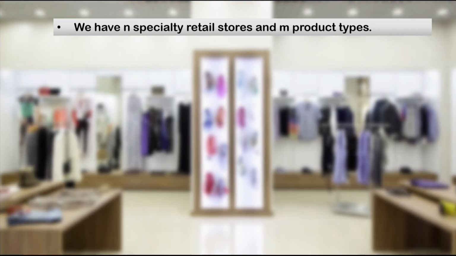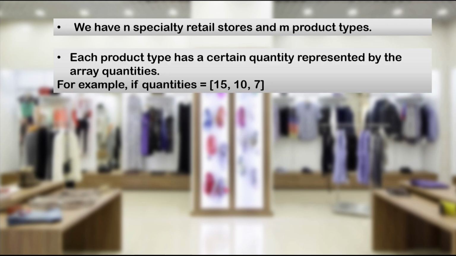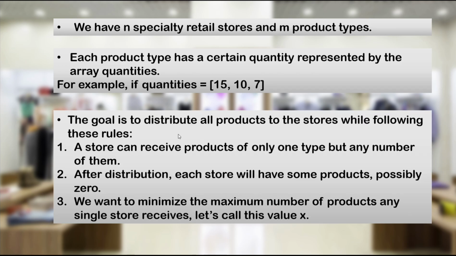Here's the problem. We have n retail stores and m product types. Each product type has a certain quantity represented by the array quantities. For example, if quantities are 15, 10, 7, the first product type has 15 items, the second has 10, and the third has 7. The goal is to distribute all products to the stores while following these rules.